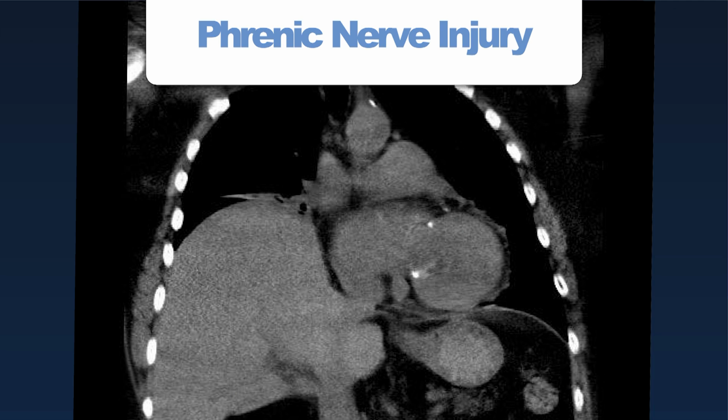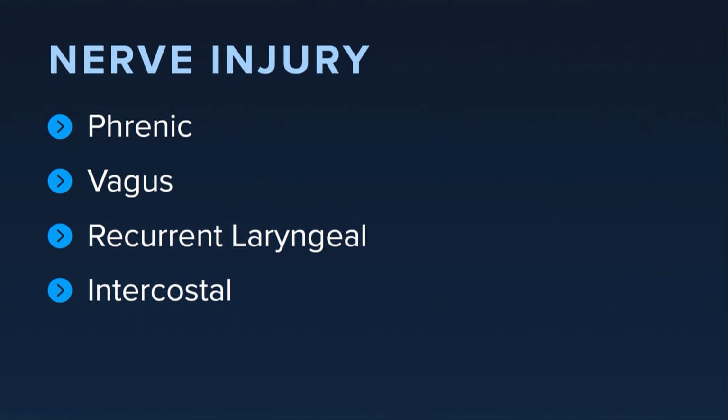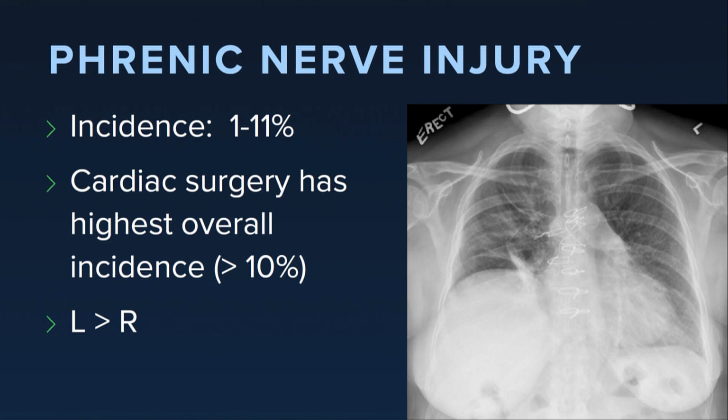Here's CT. This was taken a few weeks later. It had not improved. In fact, it had slightly worsened. So what types of nerve injury are associated with thoracic surgery? Well, the phrenic nerve is one of the most common involved. You can have vagus nerve injury. The recurrent laryngeal nerve is at higher risk in certain procedures, such as esophagectomy. And the intercostal nerves are another common set of nerves that can be injured and result in clinical symptoms.